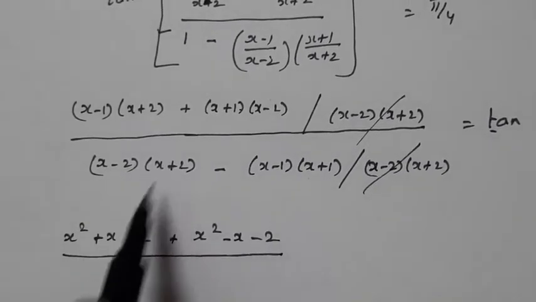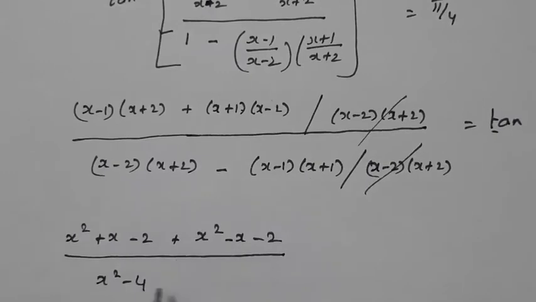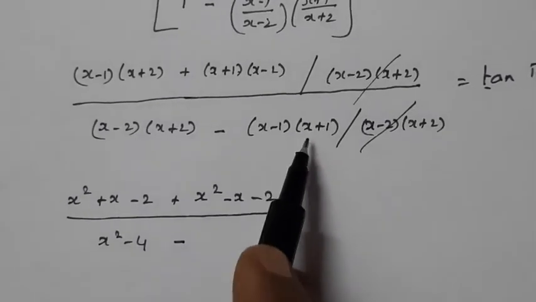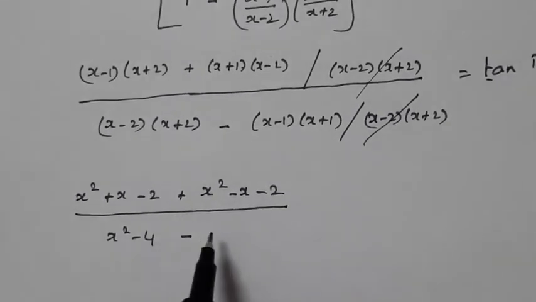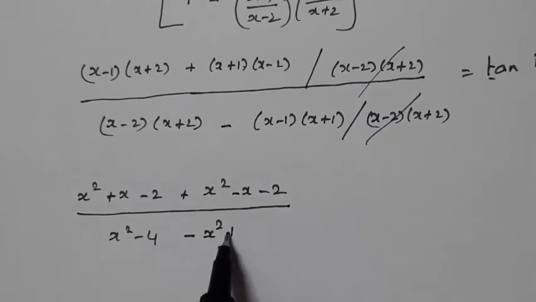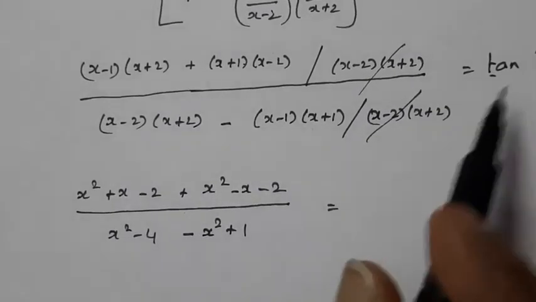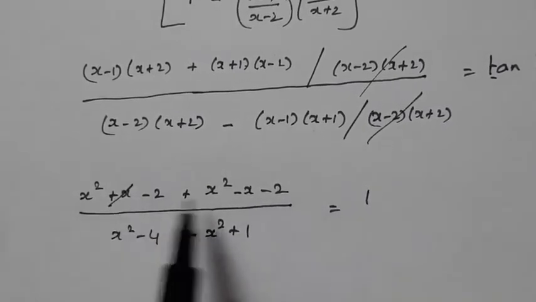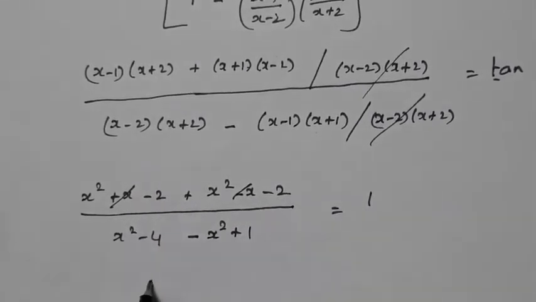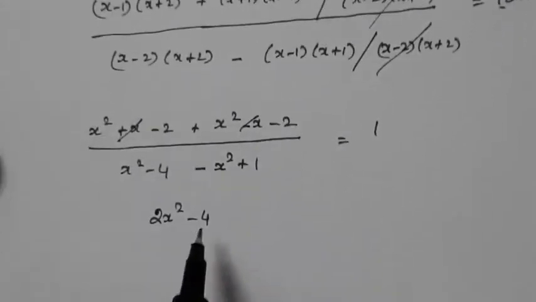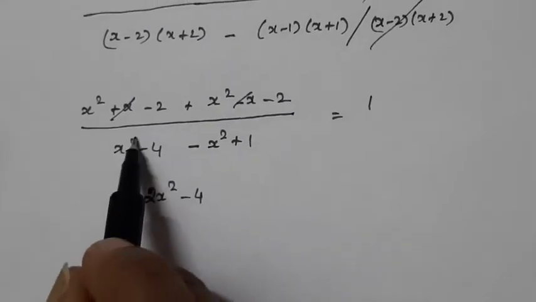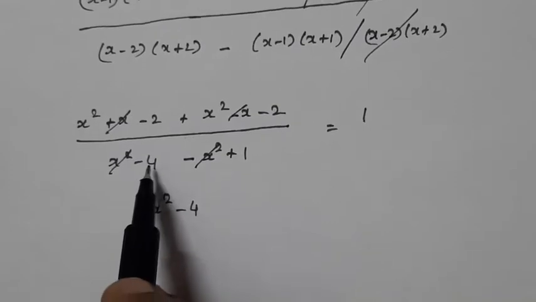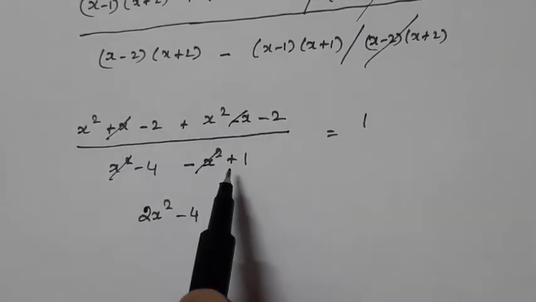Then here it would be x squared minus 4, then minus of (x squared minus 1), it would be x squared minus 1. So when multiplying it will be x minus x squared plus 1, which is equal to tan pi by 4, is 1, right. Then simplifying the numerator, plus x and minus x will get cancelled, 2x squared minus 4. And what happened to the denominator? Plus x squared minus x squared will get cancelled, and minus 4 plus 1 is 3.